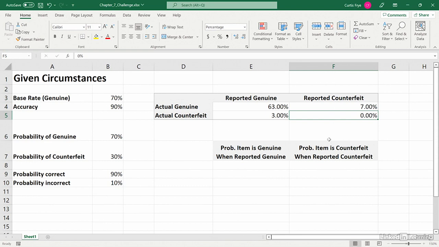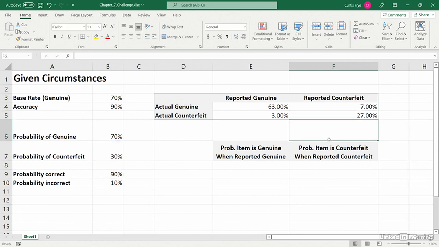And then in F5, we need to calculate the probability that an appraiser correctly identified a counterfeit object. So in F5 equal, and we're multiplying the probability that the item is counterfeit. That's in B7, by the probability that the appraiser is correct. That's in B9, enter. And we get 27%.